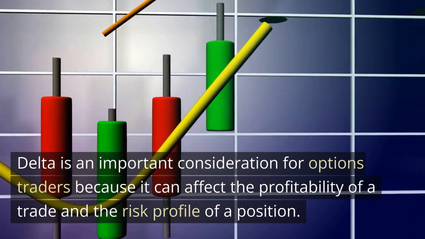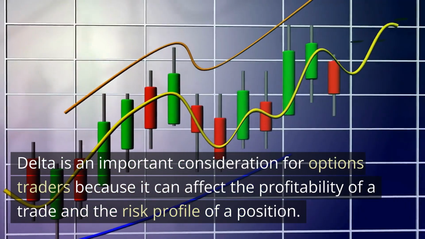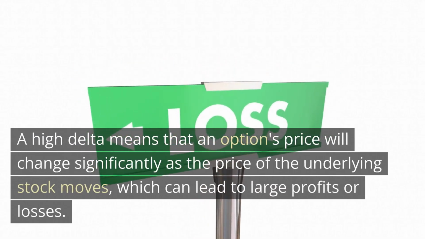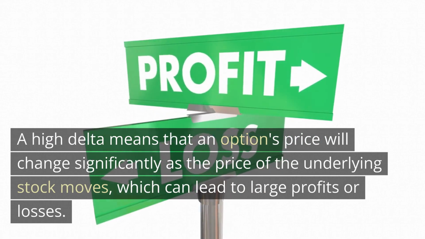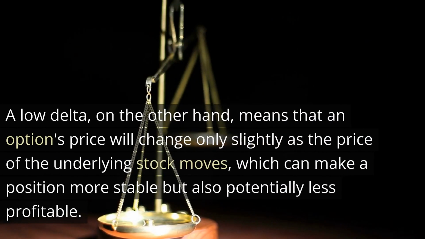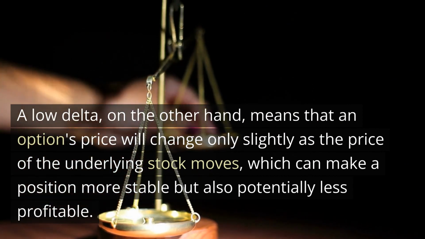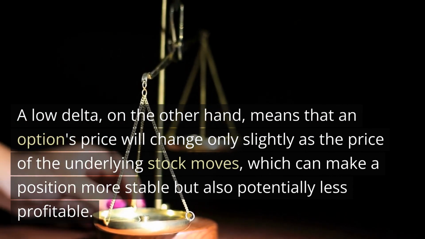Delta is an important consideration for options traders because it can affect the profitability of a trade and the risk profile of a position. A high delta means that an option's price will change significantly as the price of the underlying stock moves, which can lead to large profits or losses. A low delta, on the other hand, means that an option's price will change only slightly as the price of the underlying stock moves, which can make a position more stable but also potentially less profitable.